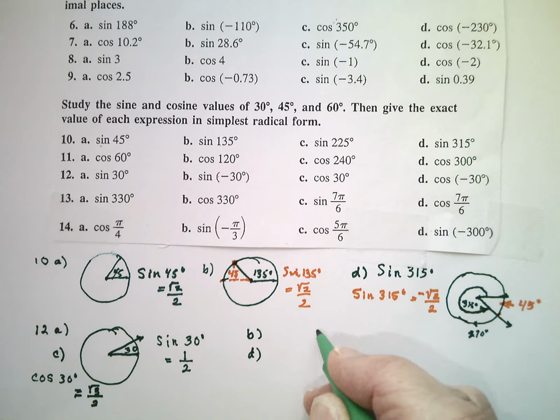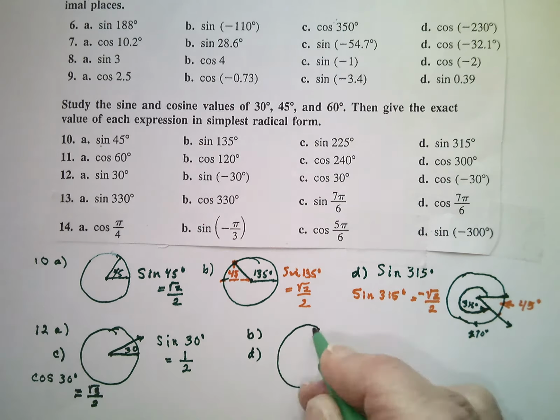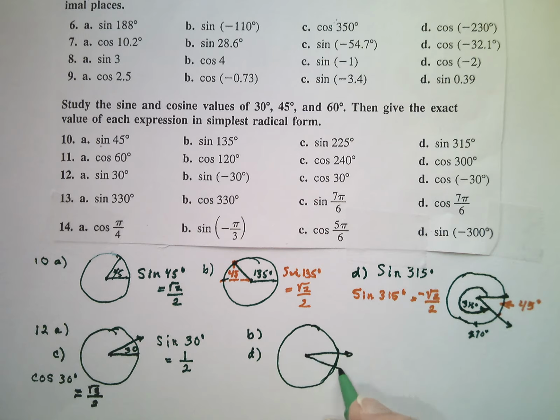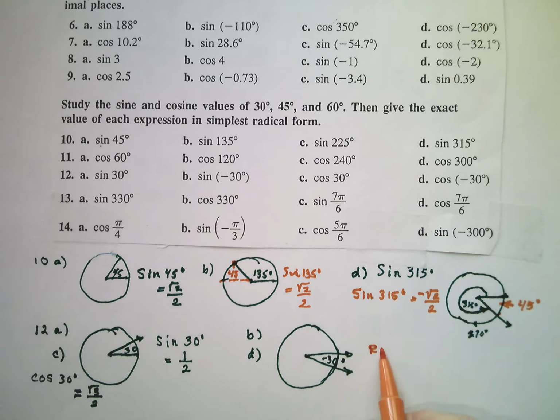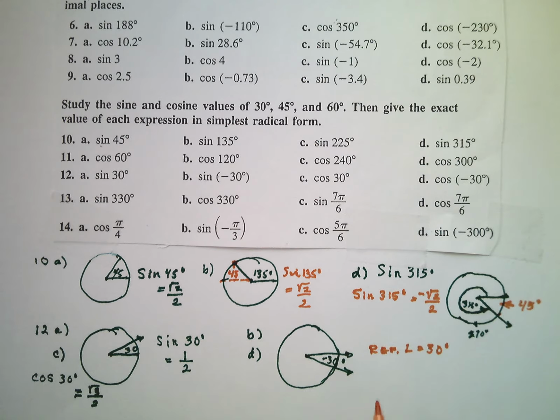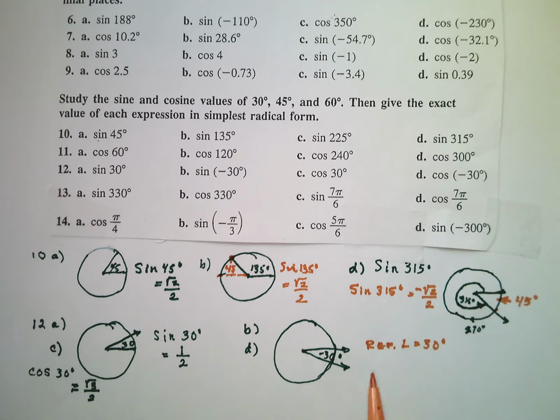D, they want us to draw an angle measuring negative 30 degrees. Well, the reference angle for that is going to be 30 degrees. So our reference angle is going to measure 30 degrees because that's what's between the terminal ray and the x-axis. We already know the sine and cosine values.